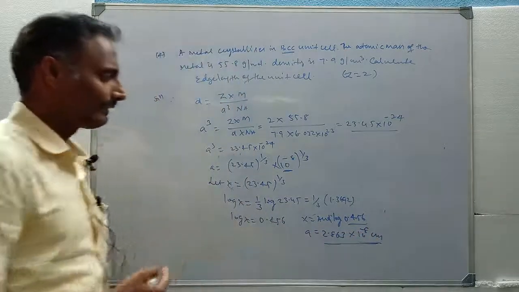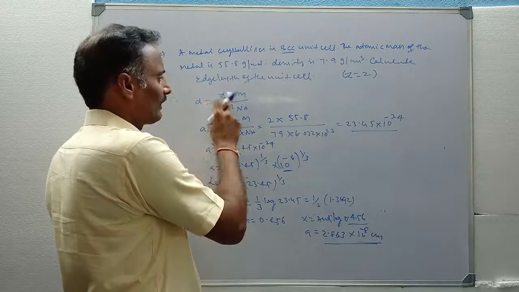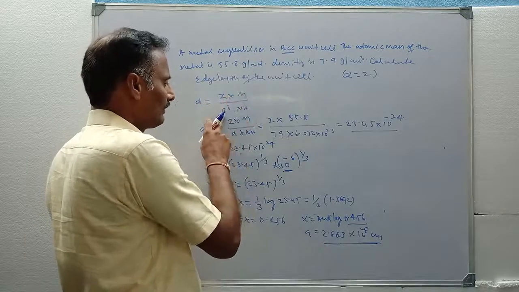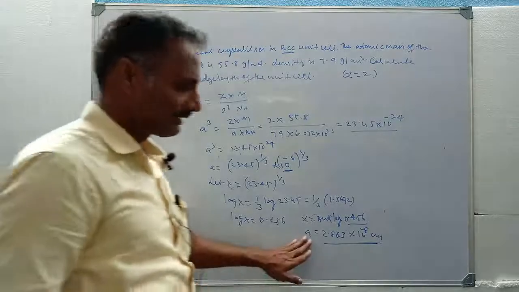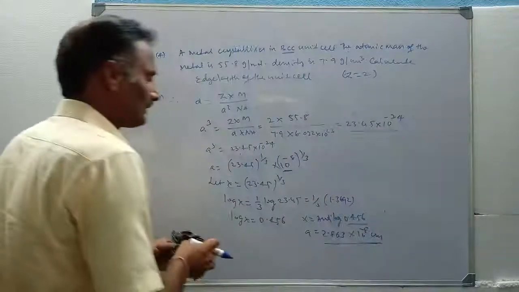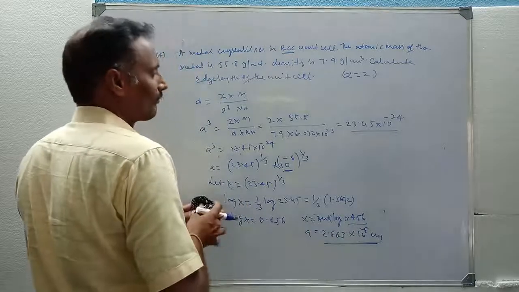Like this we are calculating edge length, the nature of the unit cell, molar mass, A cube, and also density. Here you are getting the A value. The edge length of the unit cell is 2.863 into 10 to the power of minus 8 centimeters.